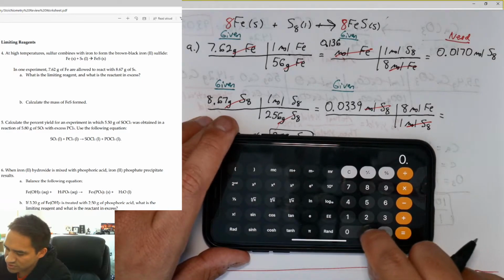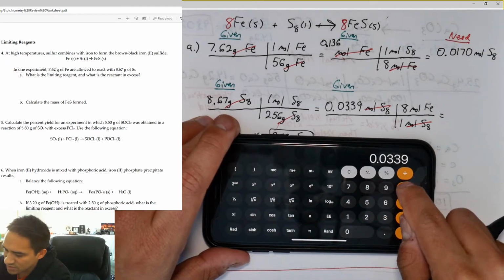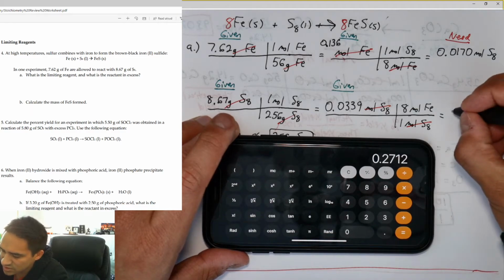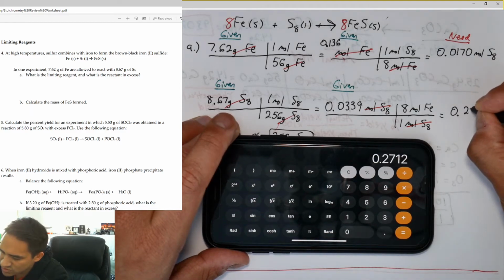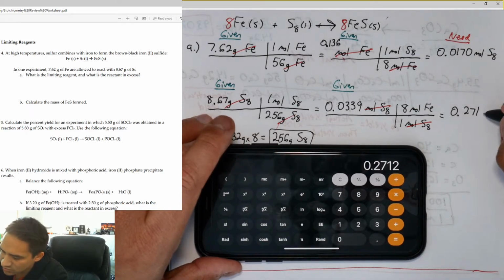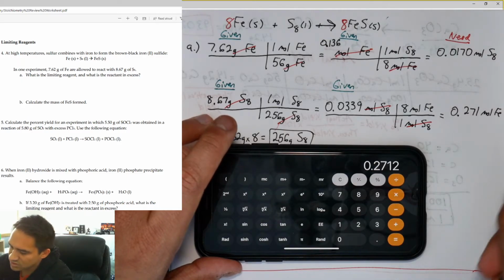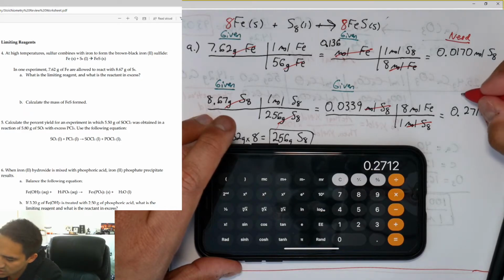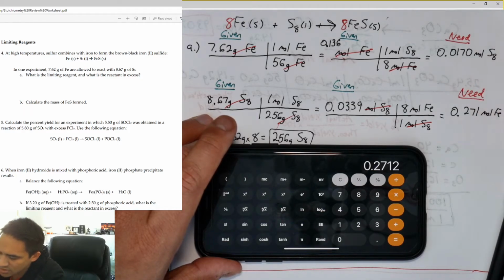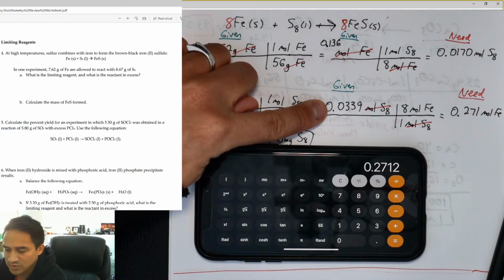So we'll take 0.0339 times that by 8, and I get 0.271, and we're going to round to 3 significant figures, moles of Fe. Okay, now again, this is what we need to react with all of this sulfur.